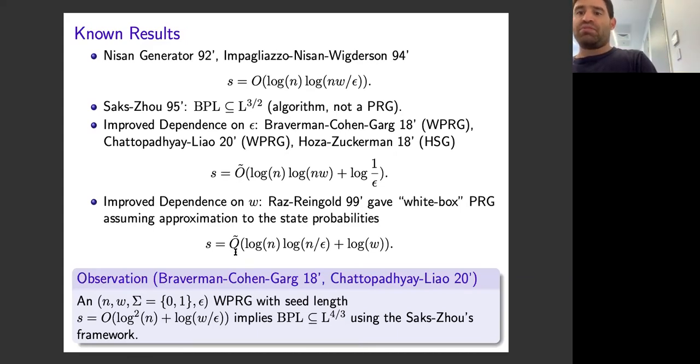In light of this, Braverman, Cohen, and Garg made a very interesting observation: if you have an explicit weighted PRG with simultaneously improved dependence on the width and the error parameter, specifically if you get log squared n plus log w plus log 1 over epsilon, then this immediately improves the derandomization of BPL using the Saks-Zhou framework. And this was actually formalized later by Chattopadhyay and Liao. And this serves as a great motivation for studying these problems if you're interested in the BPL versus L question.